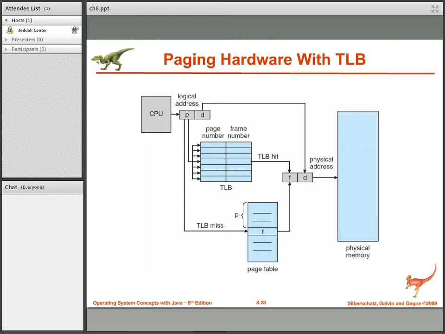If you have a TLB hit, then this is what you use, and of course you have to add the D, the offset, to obtain the final physical address. However, if you have a TLB miss, then you get the F number from the page table, not from the TLB, and this will be added to the D to produce the final physical address.